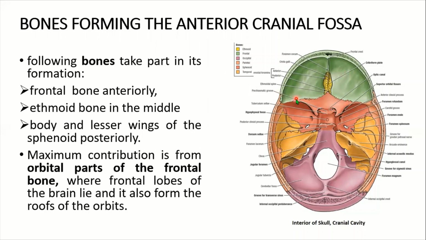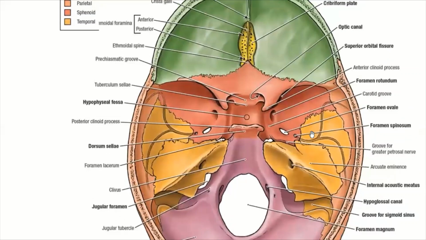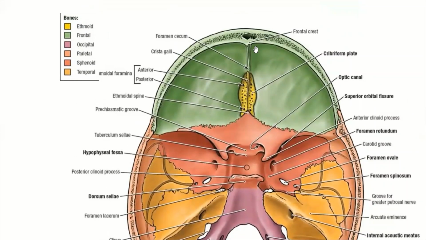Let me enlarge the picture for you. First the identification, then the description. This is the frontal crest. This is the crista galli, which in Latin means coxcomb, and this small foramen is the foramen cecum. This is the cribriform plate of the ethmoid with various foramina for the olfactory nerves. These are the anterior and posterior ethmoidal foramina, two foramina there.